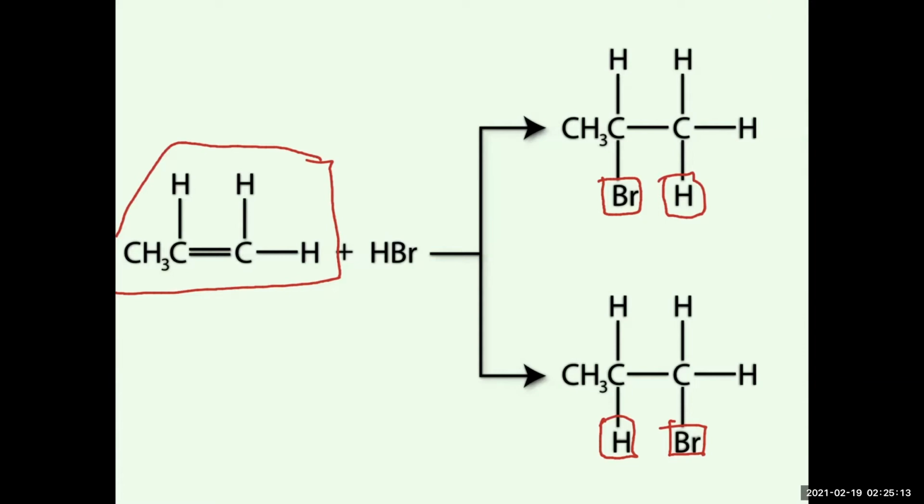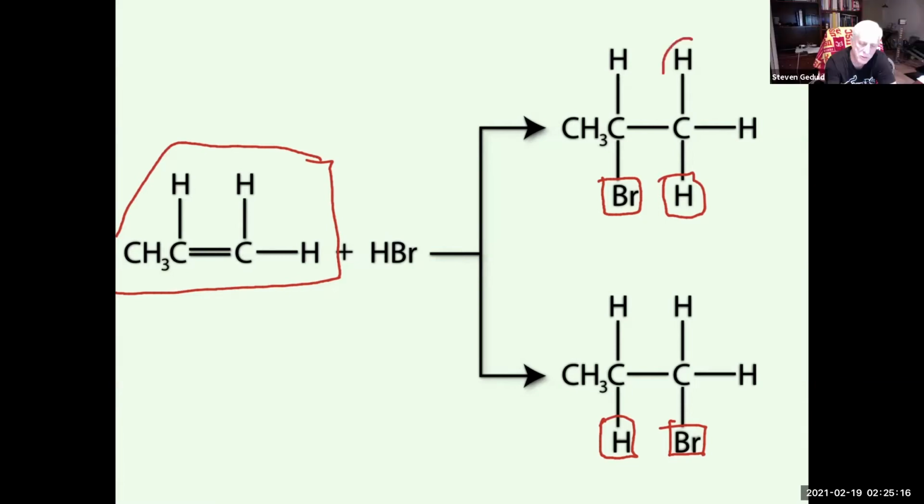Major. Perfect, major, because there's hydrogens here. And this hydrogen that's added has 2 hydrogens here. When the hydrogen adds here, there's only 1 hydrogen. And hydrogen likes hydrogen. So this is going to be your major product. This is going to be your minor product.